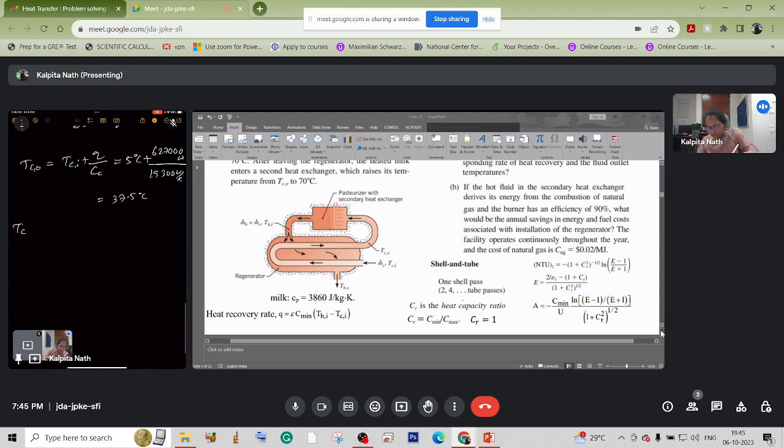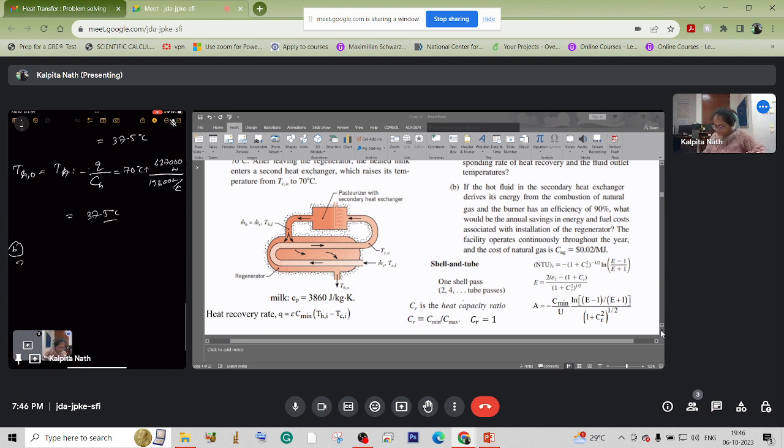And TH outlet is TH inlet plus Q upon C of the hot fluid. Sorry, this will be minus. Just 1 second. And this will be 70 degrees Celsius minus 627,000 again upon 19300 watt per Kelvin, because the heat capacities are also the same. So this will come out to be again 37.5 degrees Celsius.